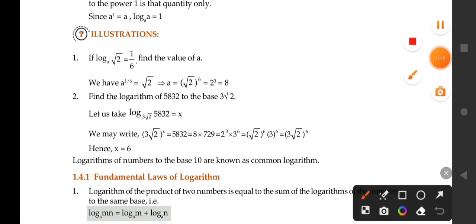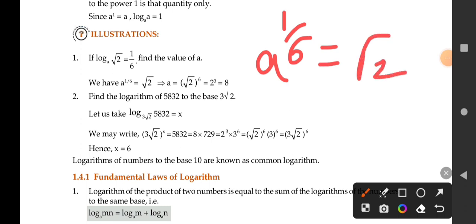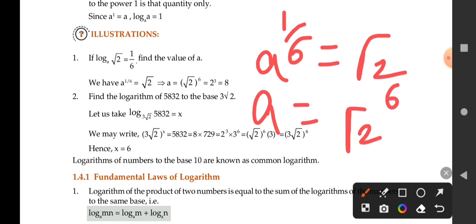Convert this into normal index form. So we get a power 1/6 is equal to root 2. So a is equal to root 2 raised to 6. So press 2, then square root, then multiply, equals, 5 times, since the first time we have already written. So you will get the answer equal to 8. So this is the way you will solve in the exam, by not trying to solve the equations.